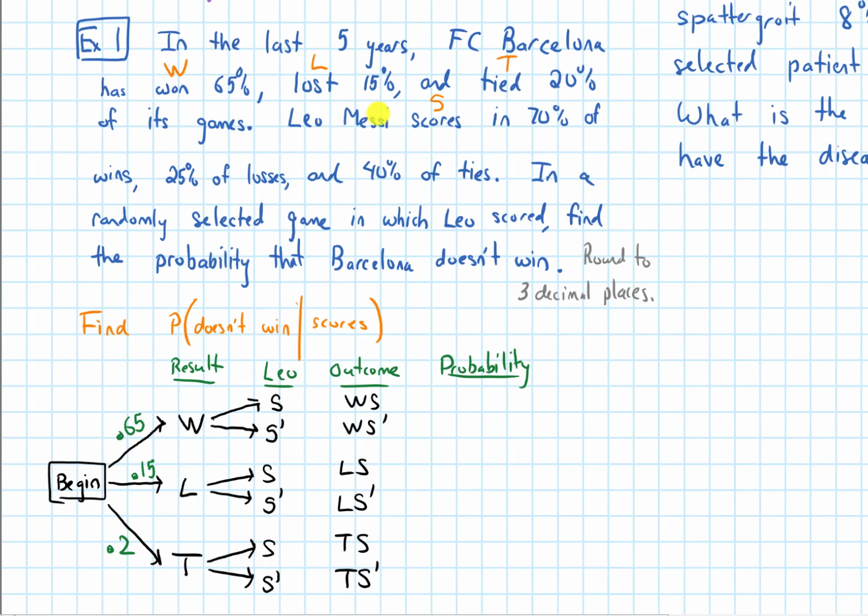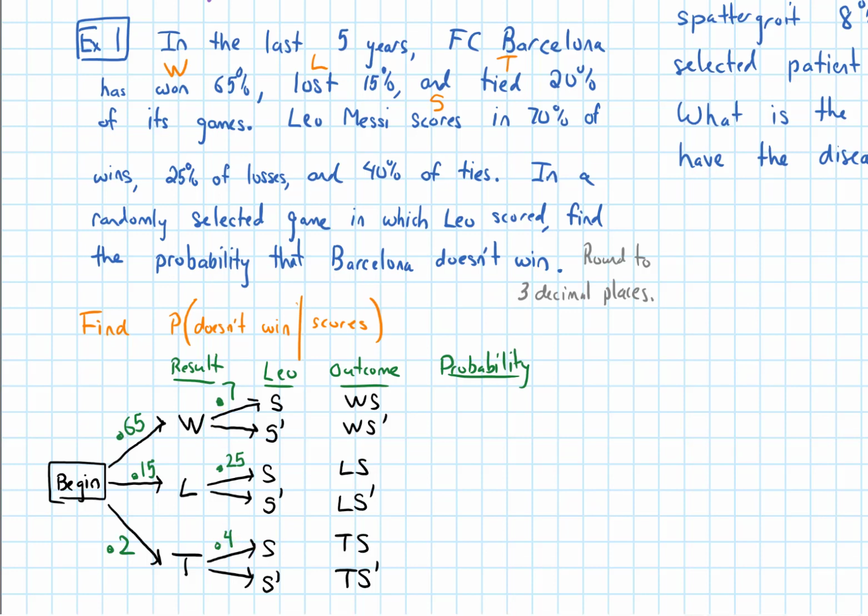Alrighty, so next it says Leo scores in 70% of their wins. So when they do win, when I'm at W, he's going to score 70% of the time. So this is 0.7. But when they lose, he scores 25% of the time. So from L going to S, I write 0.25. So he scores much less in their losses. And then finally in their ties, he's scoring 40% of the time. So I put a 0.4 there.